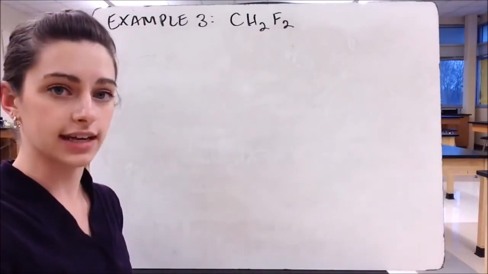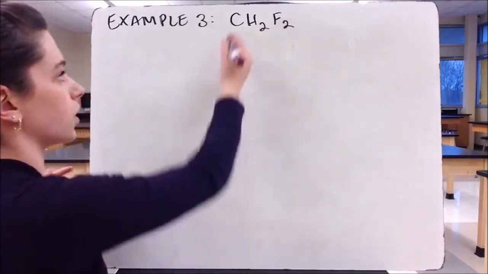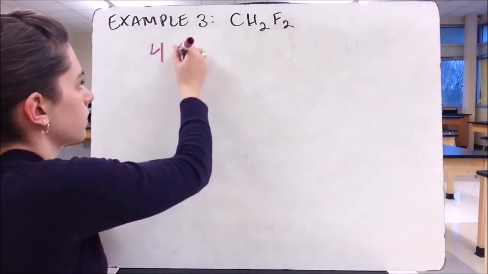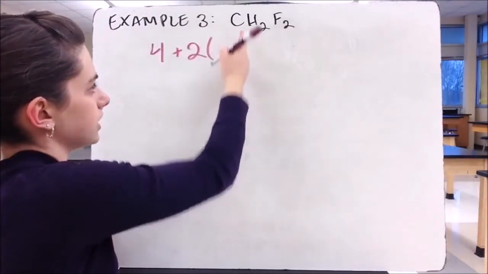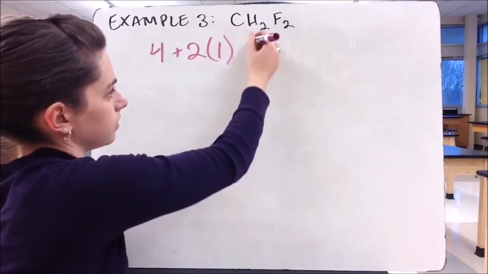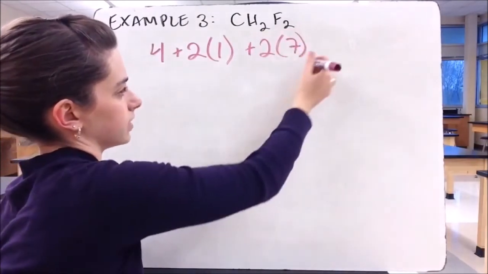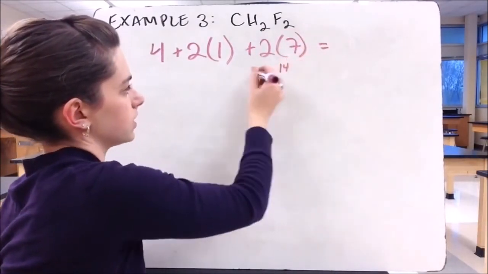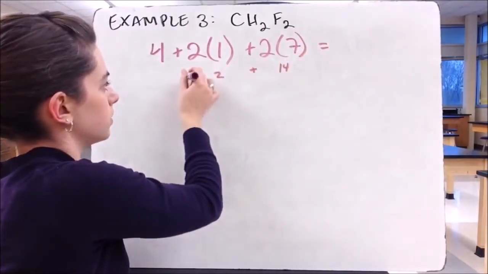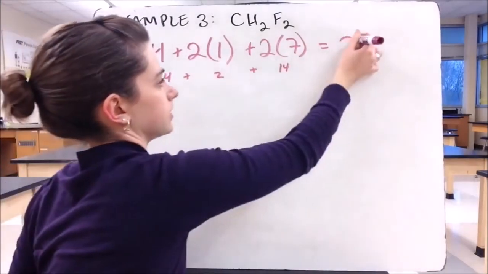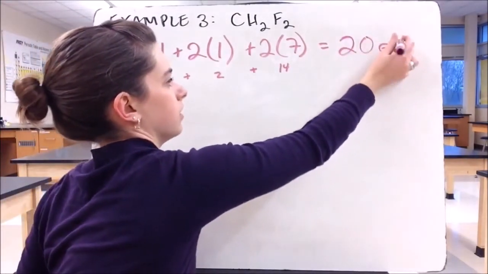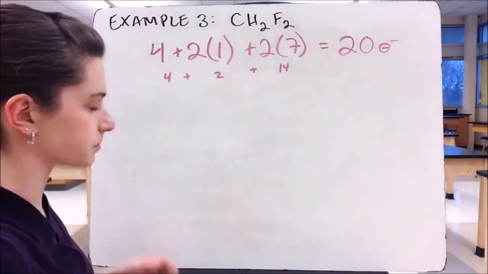Next we have CH2F2. Our first task is to count valence electrons. So carbon is going to have 4. We have 2 hydrogens. Each hydrogen has 1 valence electron. We have 2 fluorines. Each fluorine has 7 valence electrons. So we have 14 plus 2 plus 4 gets us to a total of 20 electrons to work with.